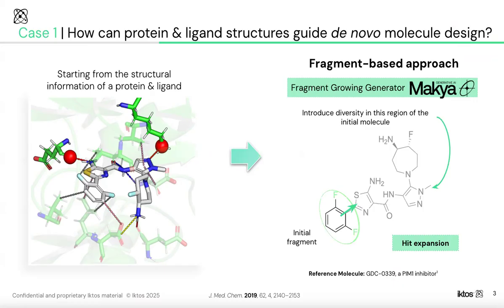We start from structural information, a resolved protein ligand complex that gives us insight into which parts of the molecule are making critical interactions and where there's room to grow. In this case, the reference compound is a known PIM1 inhibitor. We've identified a region of the molecule that we want to change and introduce novelty. Using Makya's fragment growing generator, we introduce diversity specifically in that region, expanding from a known binder into an unexplored space. This is target-informed de novo design. You are not starting from scratch, you are starting from structure.